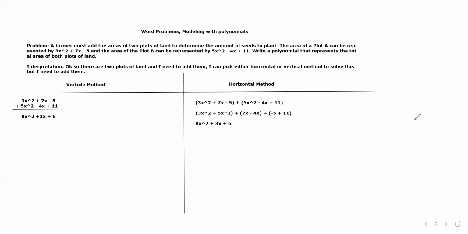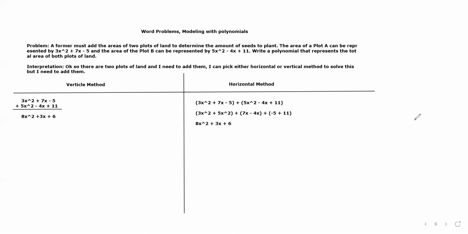Interpretation. Okay, so what I thought when I immediately saw this was, all right, there's two plots of land, and I have a very vague polynomial that represents the size for each of those lands, and I need to add those two polynomials. So this is an adding polynomial problem. All right, cool. I can either pick the horizontal or vertical method to solve this problem, but at the end of the day, I'm still just going to add them. I should get the same answer.